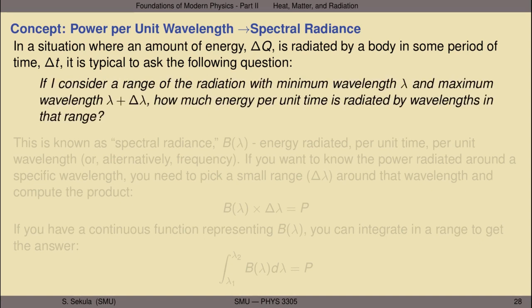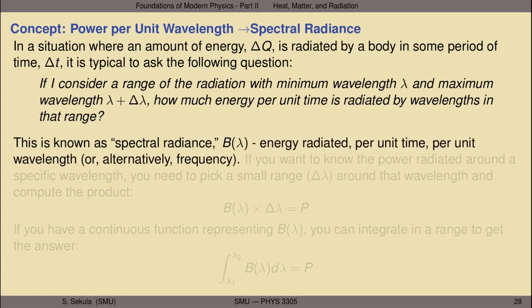In other words, if I consider a range of the radiation with a minimum wavelength lambda, and a maximum wavelength that's just a little bit higher than that, lambda plus delta lambda, where delta lambda could be a very tiny amount, how much energy per unit time is radiated by wavelengths in that range? And asking this question is answered by a special kind of function known as the spectral radiance. Now, it's often denoted by various letters. I'm going to use the capital letter B, and I'm going to make it a function of lambda, the wavelength, explicitly to emphasize the fact that it is answering a question per unit wavelength.